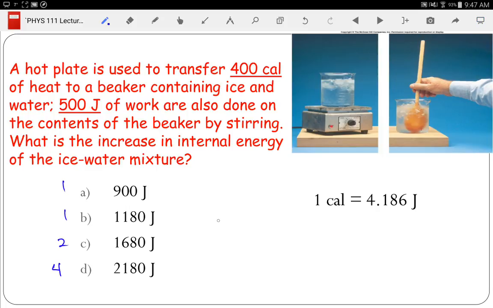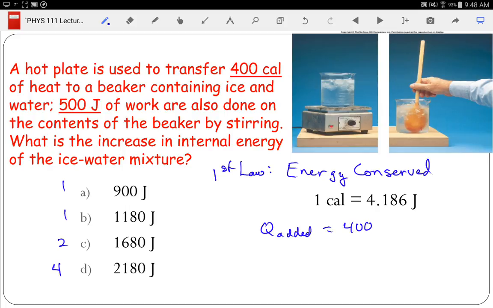So we have the first law. Energy is not created or destroyed. We can say that, not created or destroyed, in one word: conserved. Conserved means it's not created or destroyed. So energy is conserved. If we look at this, a hot plate is used to transfer 400 calories of heat to a beaker. So we have the heat added is equal to 400 calories.